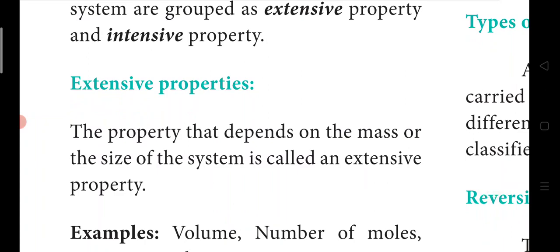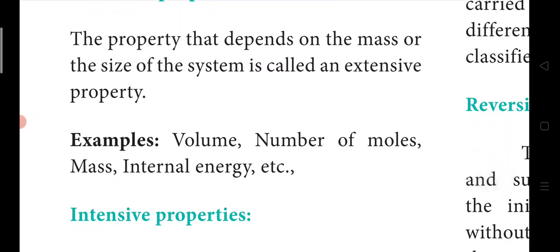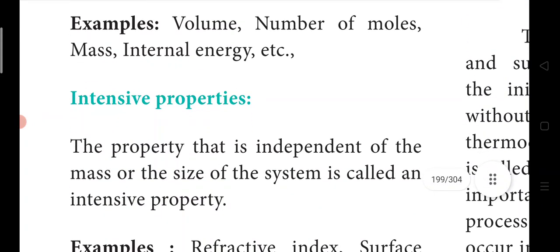If a property of a system depends on mass and size, then it is an extensive property. Now, if I want to calculate volume, we need to know the mass definitely, the number of moles or mass. We need to know the mass and size definitely. So all of these will be extensive properties.